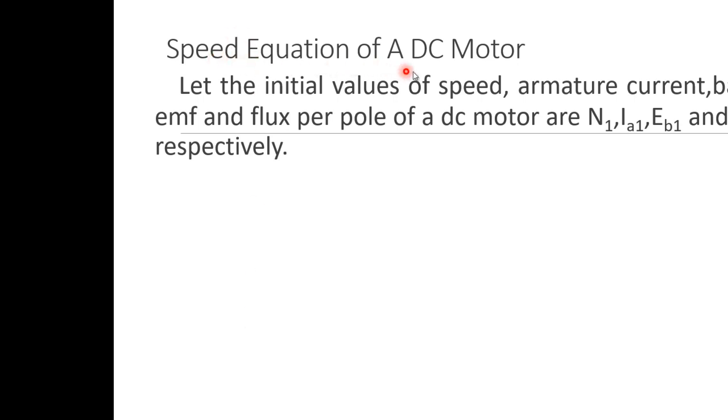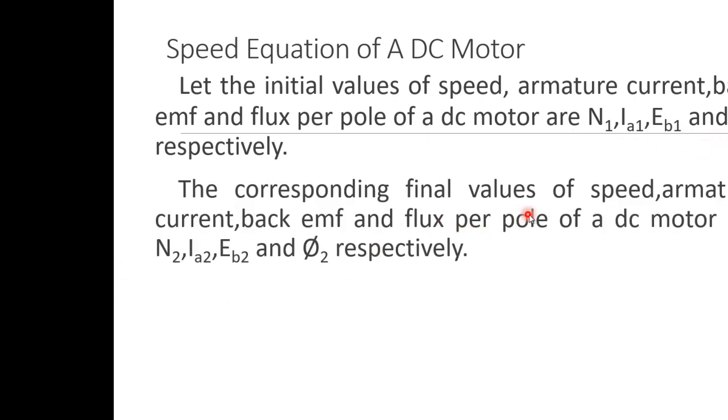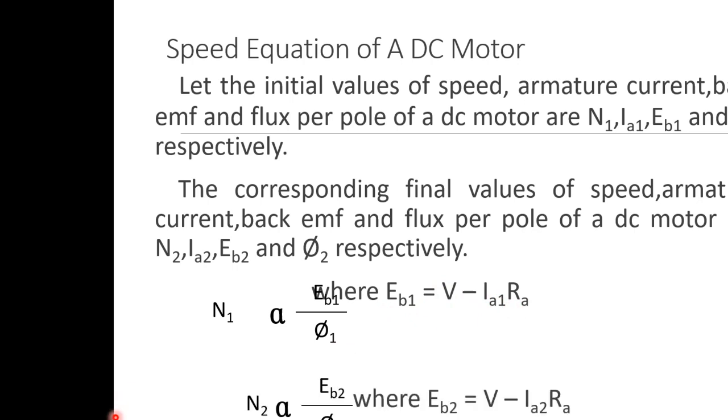So here, speed equations of a DC motor. Let the initial values of the speed, armature current, back EMF and flux per pole of a DC motor be N1, IA1, EB1 and phi1 respectively. And the corresponding final values of the speed, armature current, back EMF and flux per pole be N2, IA2, EB2 and phi2 respectively. So N1 is directly proportional to EB1 by phi1, where EB1 is equals to V minus IA1 RA, and N2 is directly proportional to EB2 by phi2, where EB2 is equals to V minus IA2 RA.